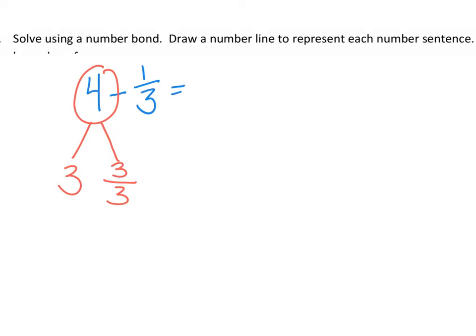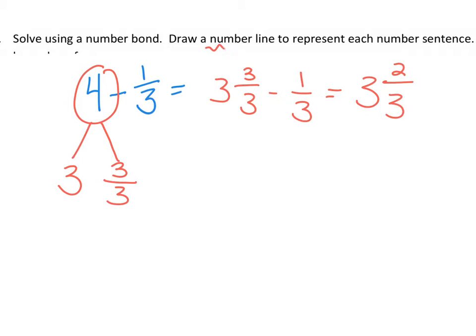Now, how did I know that it was going to be 3/3? Well, over here it tells us thirds. So that's how we know that 3/3 is what we were going to make that whole. So 3 plus 3/3 does equal 4. Alright, so now we can actually take 3/3, take away 1/3, which gives us 3 wholes, and 3 minus 1 is 2, and the denominator stays the same. So it becomes 3 and 2/3.